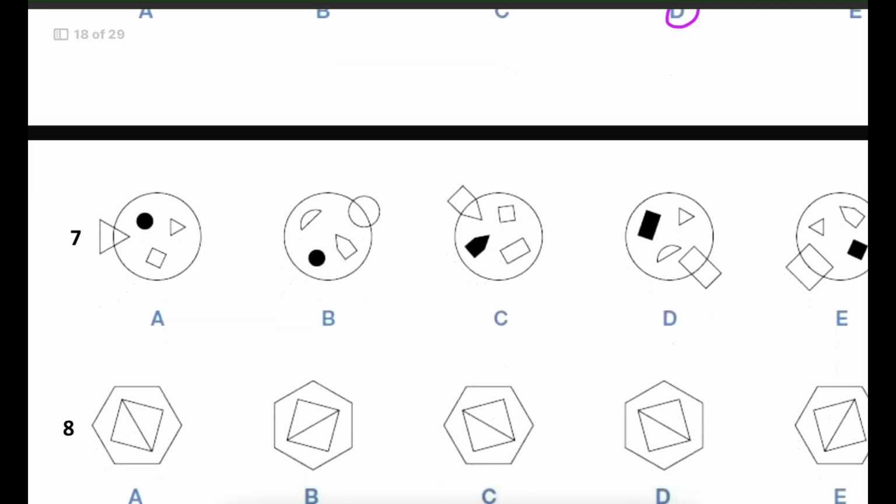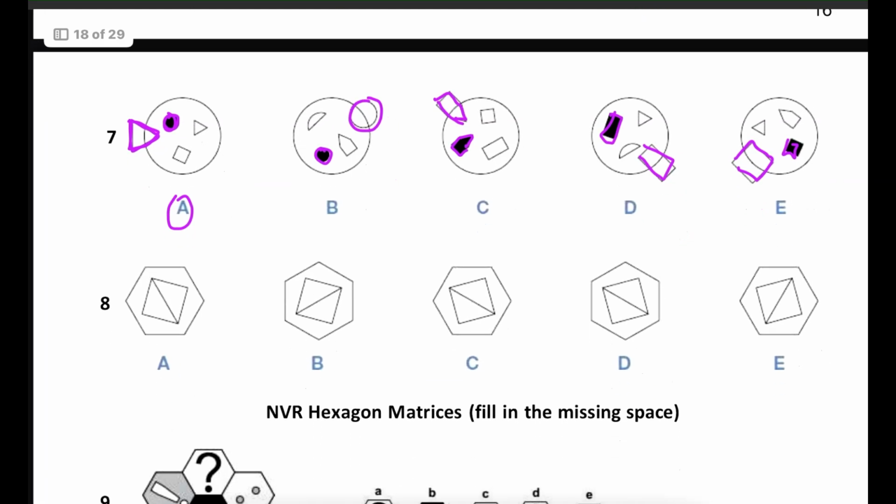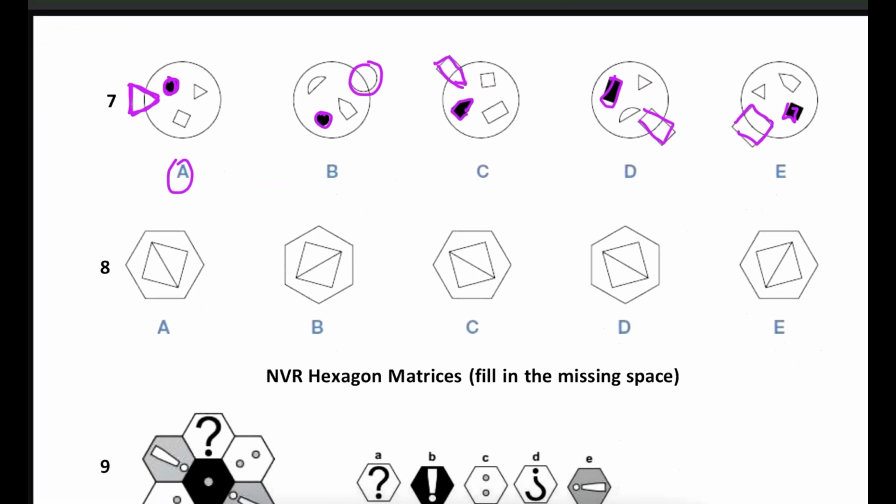Question 7. We've got a shape that's overlapping the circle and we've got a black shape on the inside in all of them. Here we've got a black circle and a triangle overlapping. Here we've got a black circle and a circle overlapping. Pentagon, that's black, pentagon overlapping. Rectangle black, rectangle overlapping, square overlapping, square black. So A is the odd one out because that has a triangle that's overlapping and a black circle. So they're supposed to be matching, but they're not in A. So A is the odd one out.